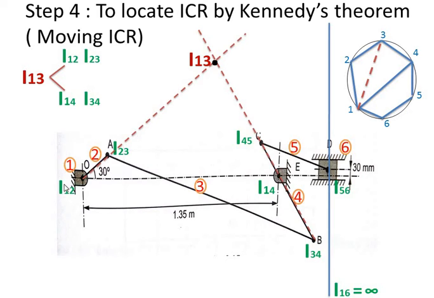Here we can see I12, I23, I13 are along a straight line, and I13, I14, I34 are also along a straight line. So this satisfies Kennedy's theorem. Like this we have to locate this I13, which is a moving ICR. So its position and location is not fixed in space.